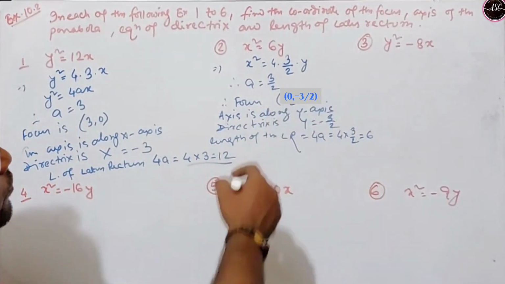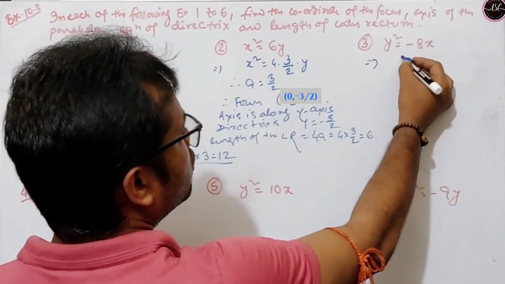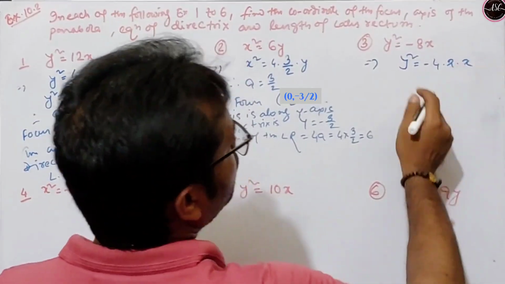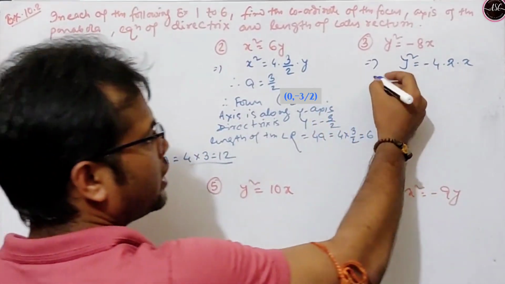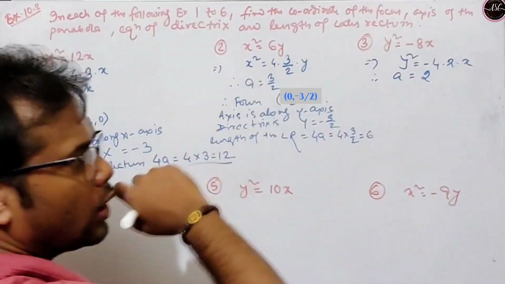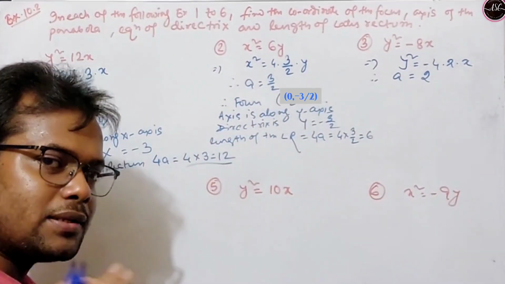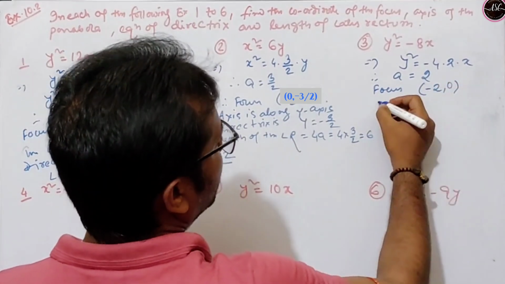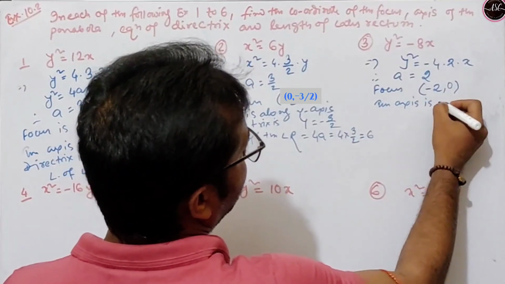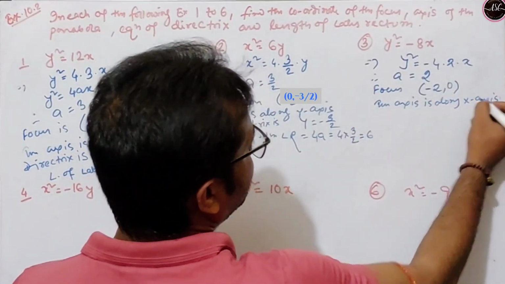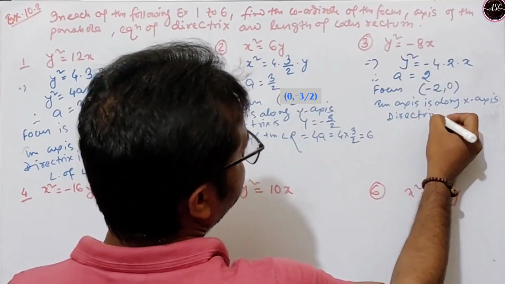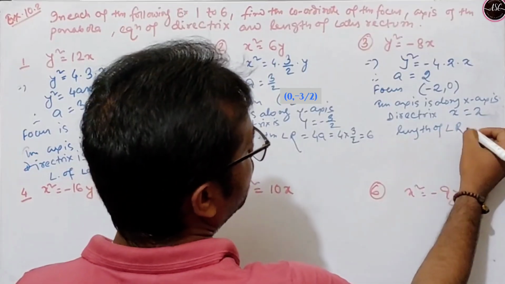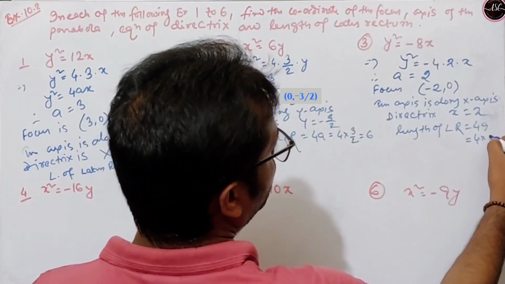Look at this, y square equal to minus 8x. This can be written as minus 4 dot 2 dot x, so therefore a equal to 2. The coefficient of x is minus, so the focus is (-2, 0), the axis is along the x axis, and the directrix is x equal to 2. The length of the latus rectum is 4a, that means 4 into 2, that means 8.